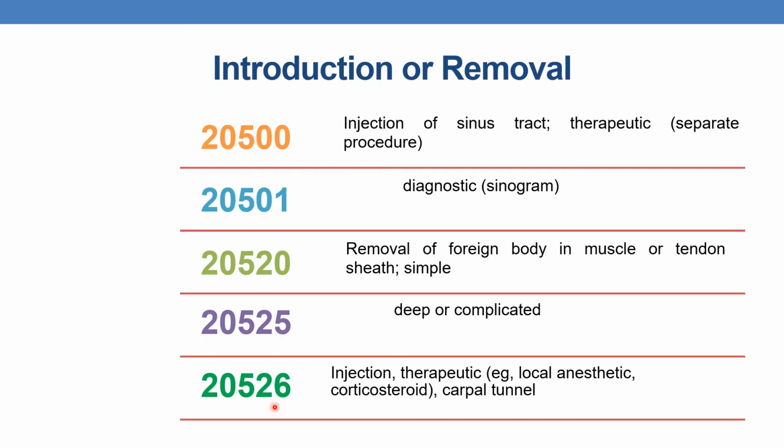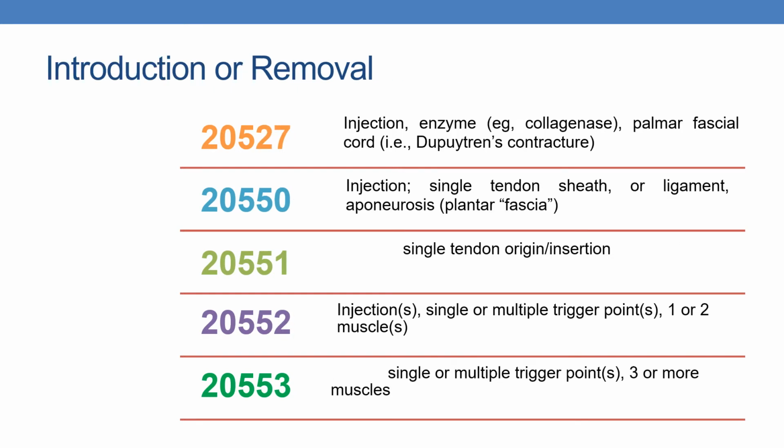The next is 20526, injection, therapeutic agent, local anesthetic, corticosteroid into carpal tunnel. Injection therapeutic to carpal tunnel. The next is 20527, injection of enzyme for palmar fascial cord, for example, Dupuytren contracture. The next is 20550, injection single tendon sheath or ligament or aponeurosis, for example, plantar fascia.